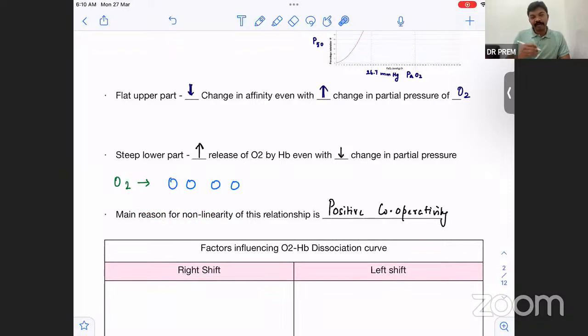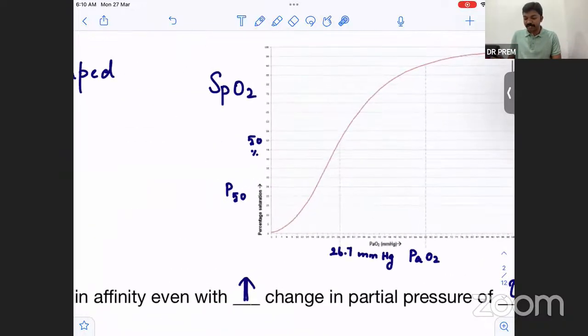So if you are looking at the affinity of hemoglobin for the oxygen molecule, the affinity is not static, it progressively increases. With every single heme moiety getting combined with oxygen, the subsequent heme moiety has an increased affinity for oxygen, and that is why at the onset of the curve, the affinity is very less. So even though you are seeing an increase in partial pressure of oxygen, the affinity is not increasing very much. But once a good number of heme moieties have combined with oxygen, the affinity rapidly increases.